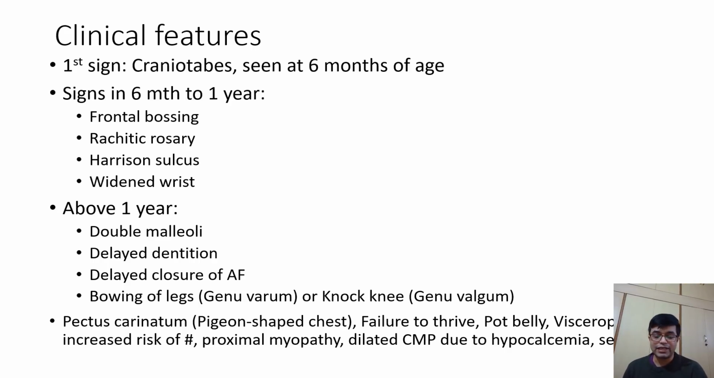Pectus carinatum, that is pigeon-shaped chest, there is forward protrusion of the sternum, failure to thrive, pot belly, visceroptosis. What is visceroptosis? The mesentery becomes weakened. So in a standing or a sitting position, if you try to check for liver and spleen, you will find the liver and spleen are palpable.